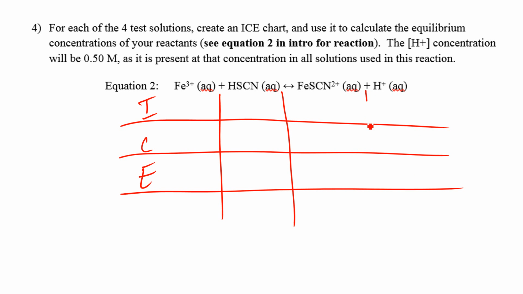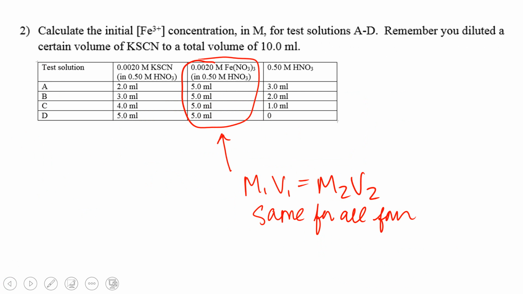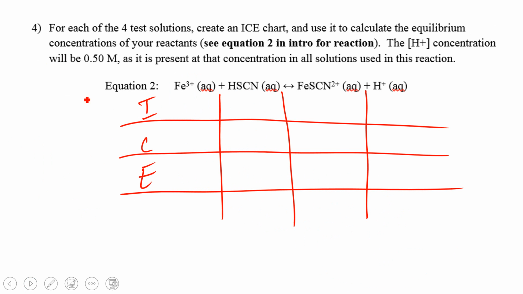Okay, so I know an initial concentration of iron because we put in iron, and we found that. Let's look back here. We found this in problem number 2. Okay, so problem number 2 is where you found the initial concentration of iron. So I'm just going to say this value comes from number 2.